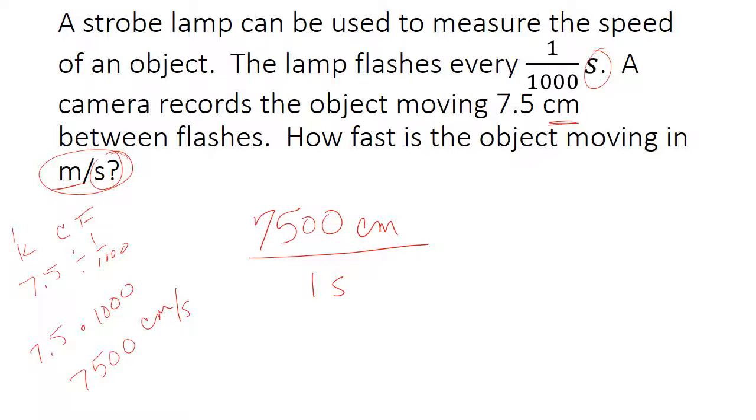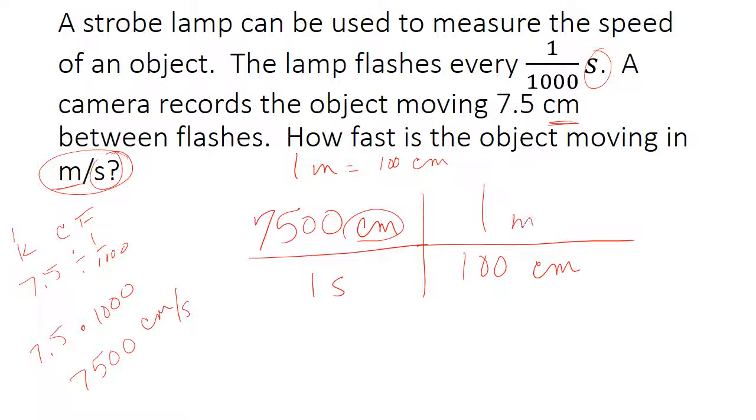Now I want to convert my centimeters to meters. So how many centimeters are in a meter? Well, 1 meter is equal to 100 centimeters. So that's what I'm going to put down here. I need my centimeters to be on the bottom, so I'm going to put my 100 centimeters. That way my units will cancel. And my 1 meter on the top.